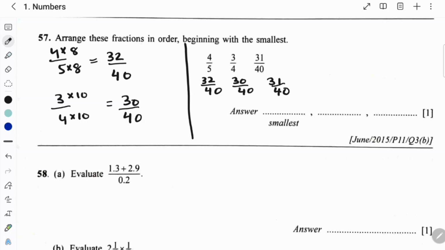Okay, so the least number is 30. You just compare the numerators now, because you have made the denominators equal. You know that when the denominators are equal, the higher numerator will give you the higher value. So the first number will be 3 over 4, obviously, because 30 is the smallest number, and then 31 is the second number, and 32 is the largest number. So you can write down 3 over 4 as the smallest number, 31 over 40 comparatively bigger than 3 over 4, and the largest number is 4 over 5.